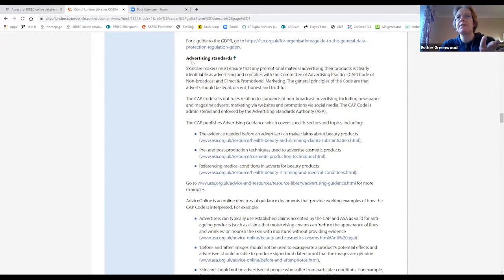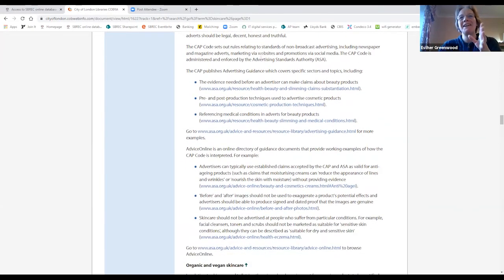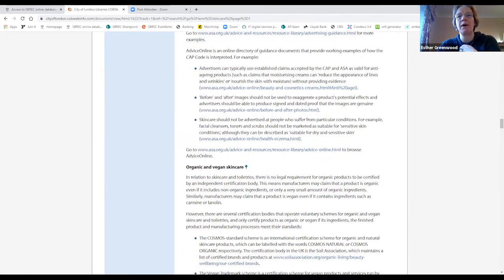Further down here, it talks about advertising standards, making sure that you're not making claims that you can't back up, basically. So when you're advertising your beauty products, you have to be able to substantiate your claims. You have to be able to prove that what you're saying is correct. And there's some information about that as well.